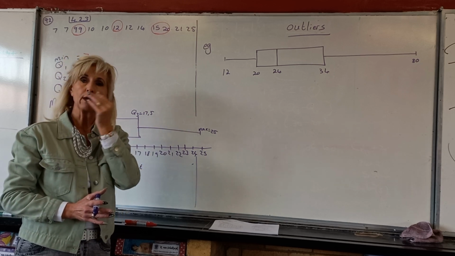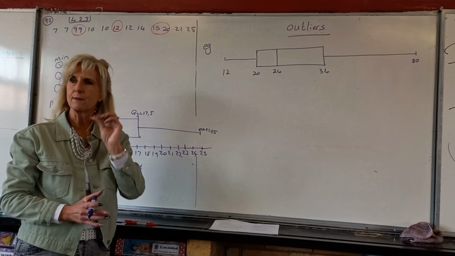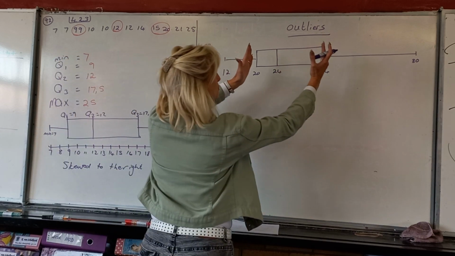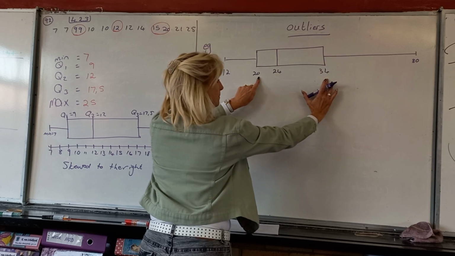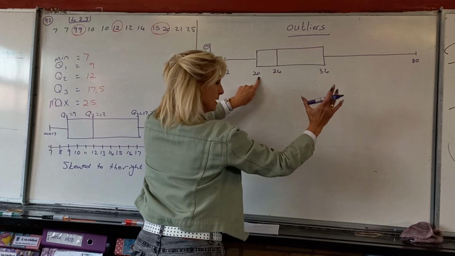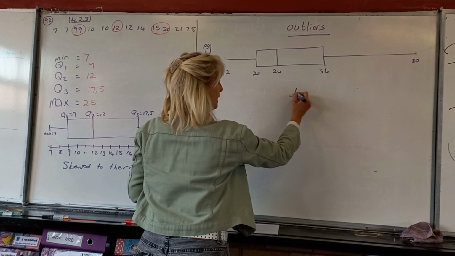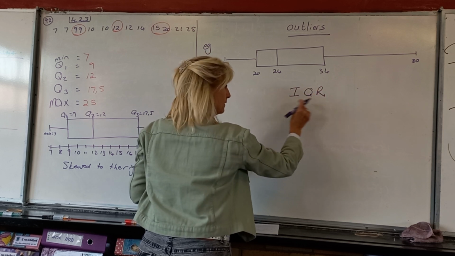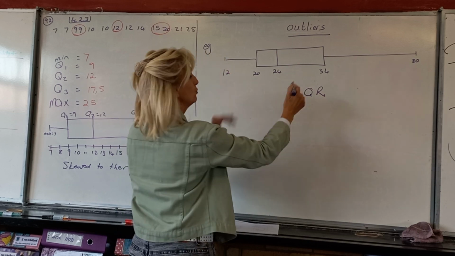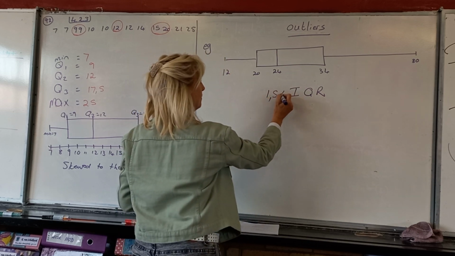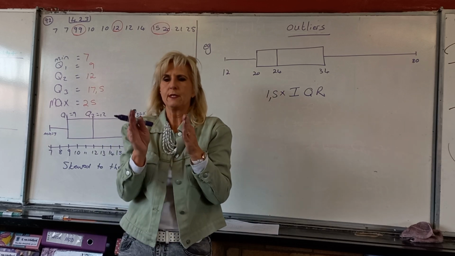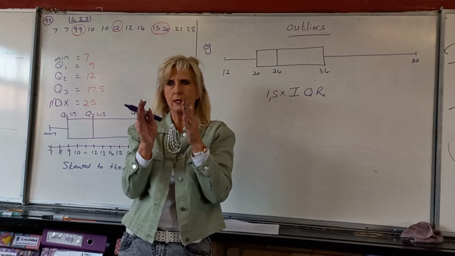If you want to actually accurately see if something is an outlier or not, you do the following. You look at the distance between your quartiles. So what's that? That's my interquartile range. You look at the interquartile range, but you times it by 1.5. So not once, but 1.5 times. So that should be a little bit larger than it.